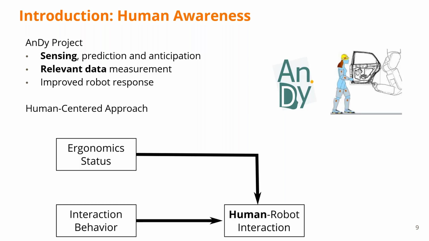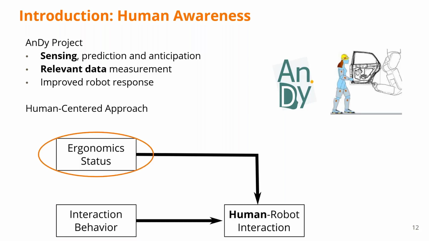In this context, because our main goal was to improve ergonomics, the first thing that we had to consider was to measure the ergonomic status of the human in real time. If the robot is aware of the ergonomic status, it may be capable of driving the human towards more ergonomic body postures. But to do this, the robot also needs to be aware of what it means to interact with the human. It needs an interaction behavior model, which is out of the main scope of this talk, but we will briefly talk about it at the end.